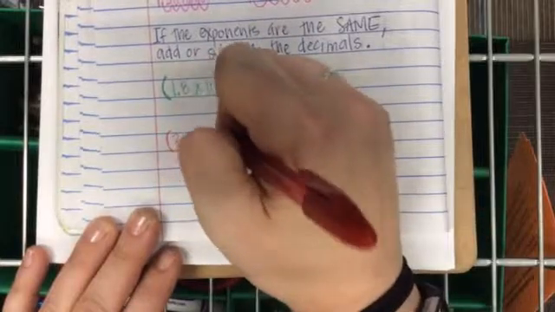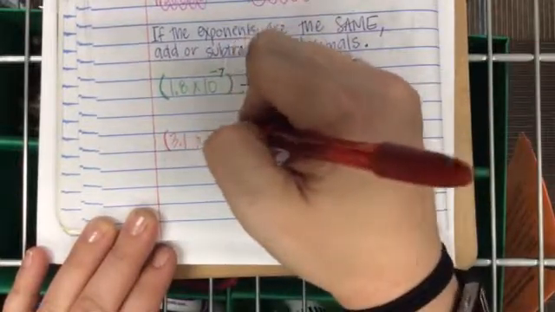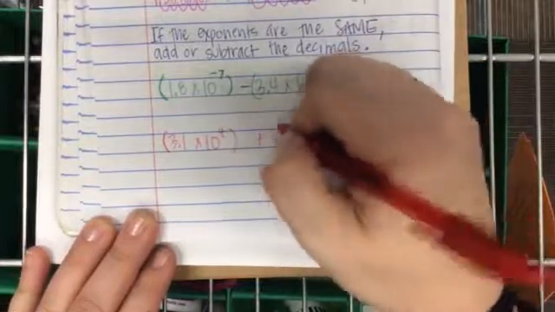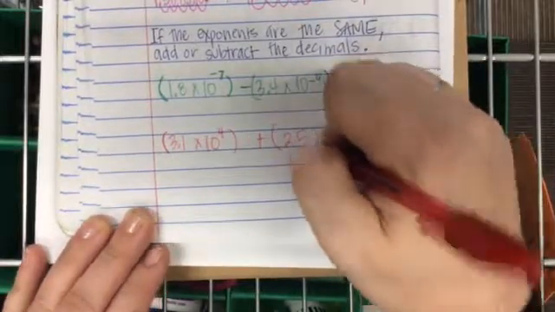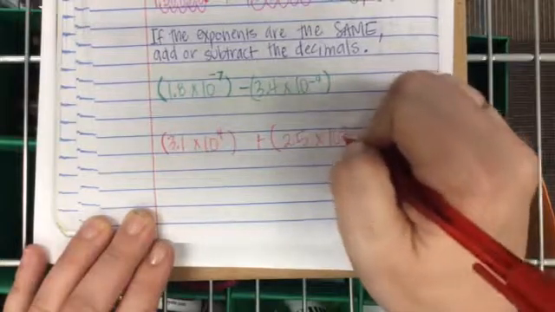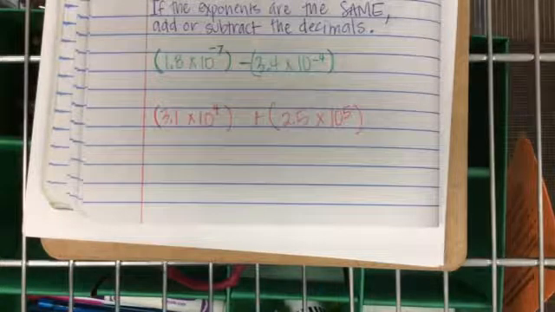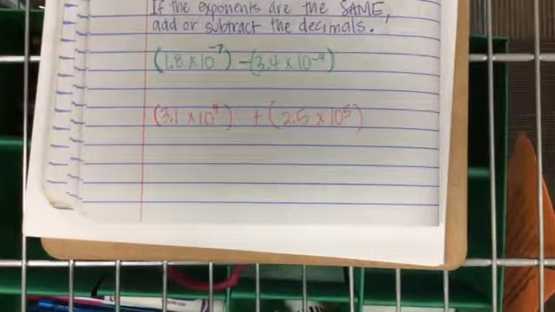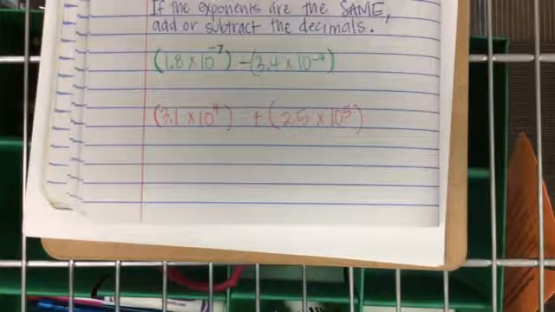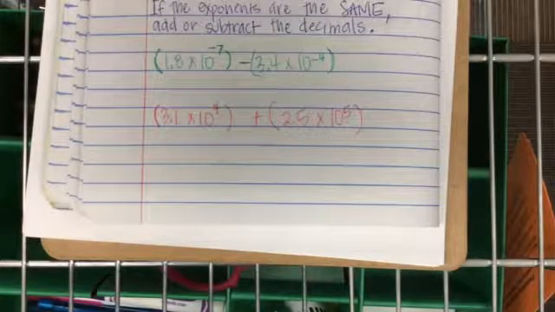3.1 times 10 to the 4th plus 2.5 times 10 to the 5th. Can I use my rule? I heard no's. No. Why? The exponents are different. But wait a second.